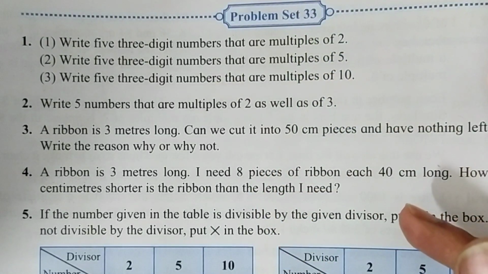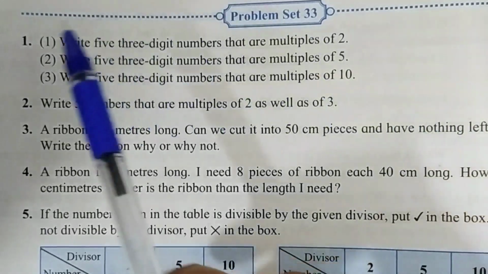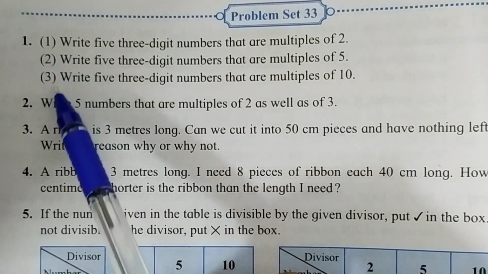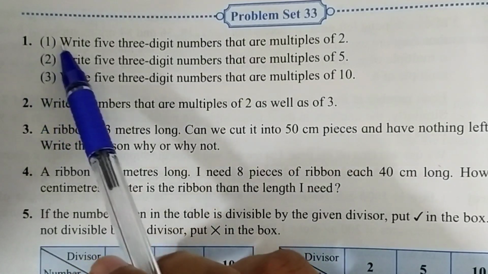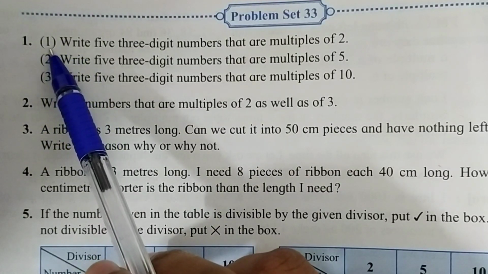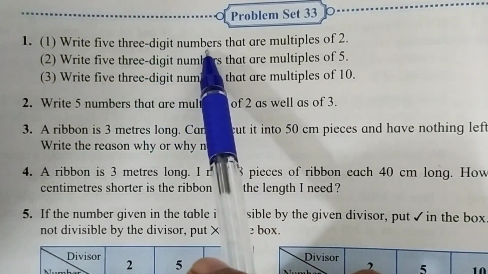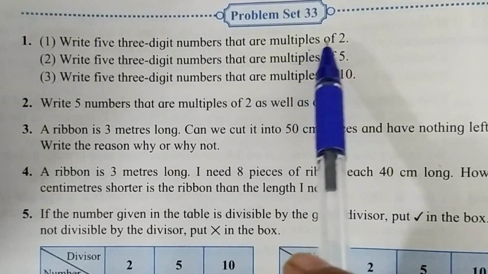Let's start our problem set here. Our first question is, there are 3 sub-questions in first question. First sub-question is, write 5 3-digit numbers that are multiples of 2.